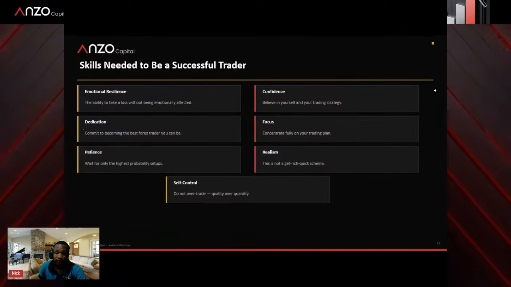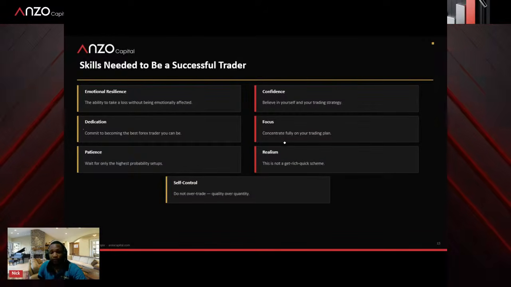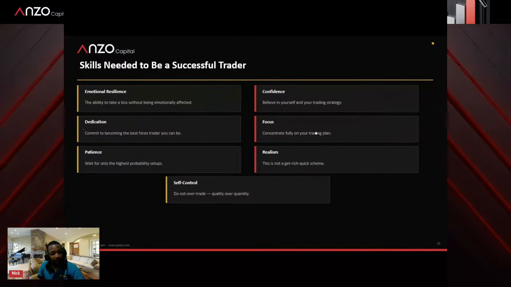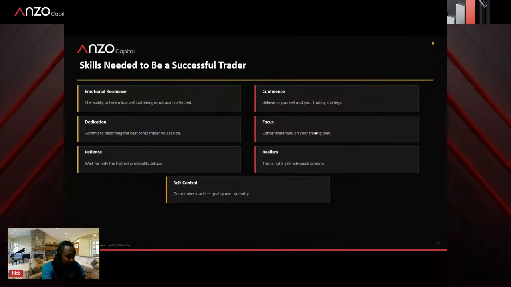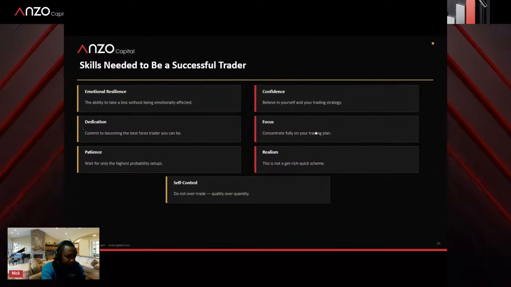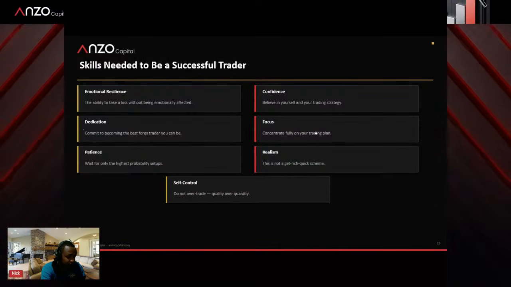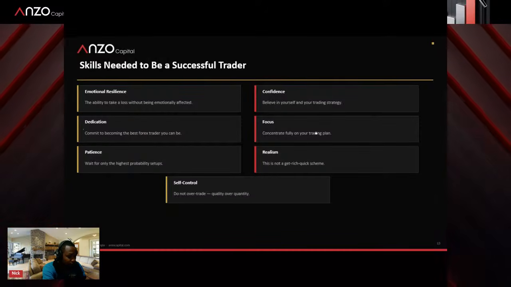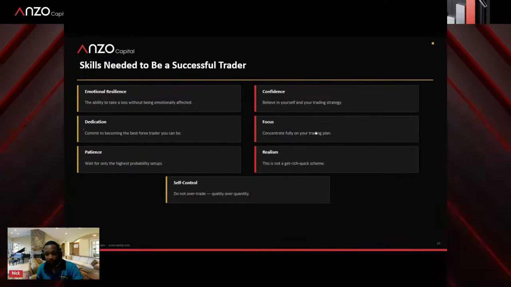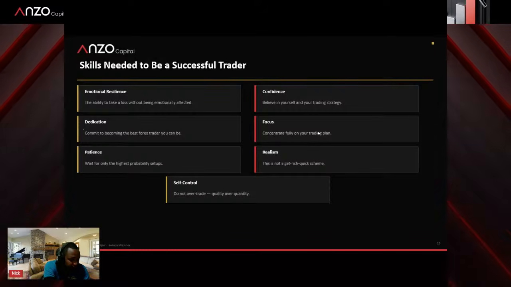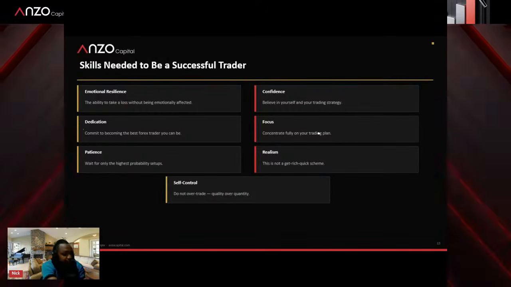Confidence as well is very good. Believe in your trading strategy, follow it, learn it, make it work. Focus: concentrate fully on your trading plan. Be fully present on your trading plan. Don't give up on your plan just because you've lost. We lose trades, we don't lose accounts, like we said, but focus, have a trading plan and follow through with it.